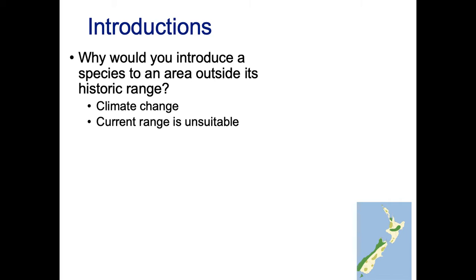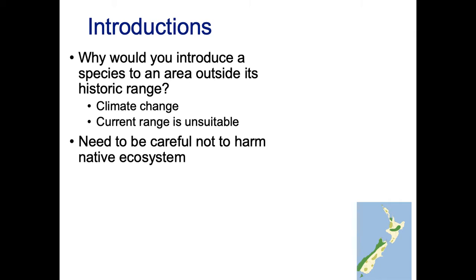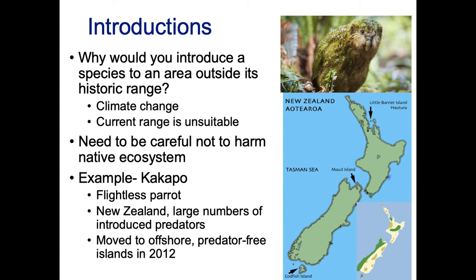Another big reason is the current range is unsuitable. We do have a lot of additional concerns with introductions, because the species did not historically occur there, so we need to think about whether the species could have negative implications for other species in this area. We don't want it to harm the native ecosystem or create a new endangered species to have to deal with. So an important example is the kakapo.